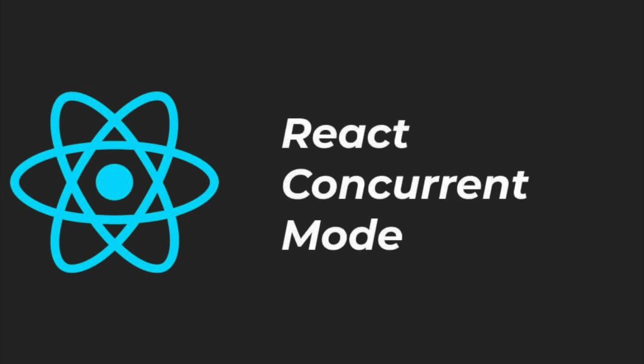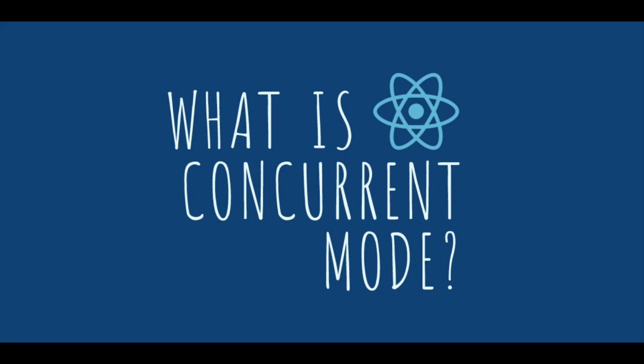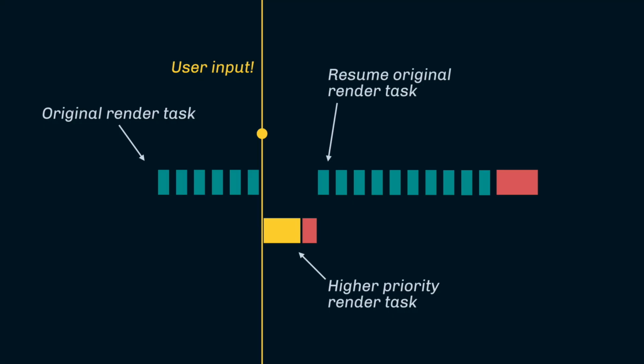So let's get started. Now, what exactly is concurrent mode? In a nutshell, it is a set of new features that allows React to work on multiple tasks simultaneously. Traditionally, React updates its entire component tree in a single pass, but concurrent mode allows it to pause and resume rendering, making the app more responsive.